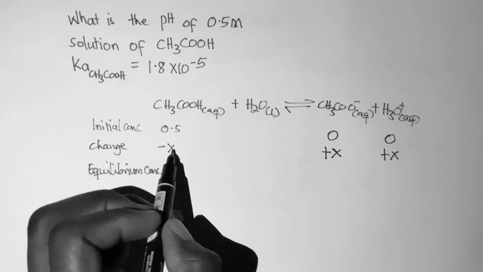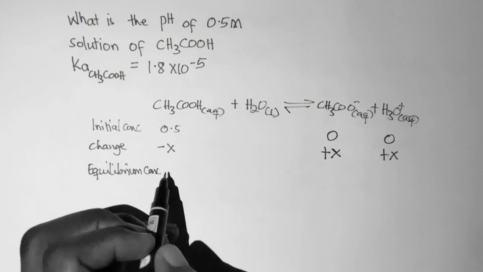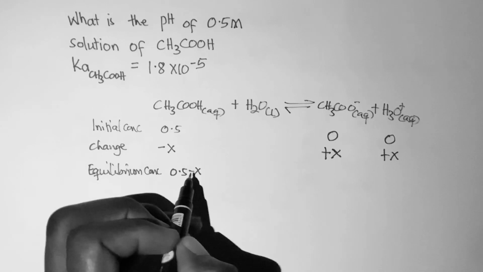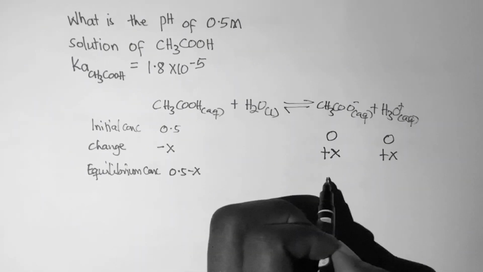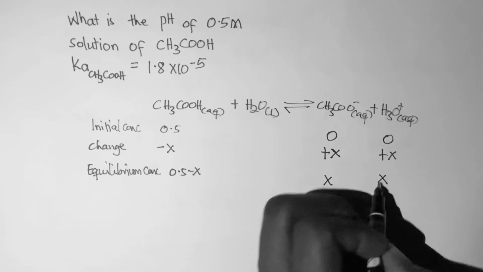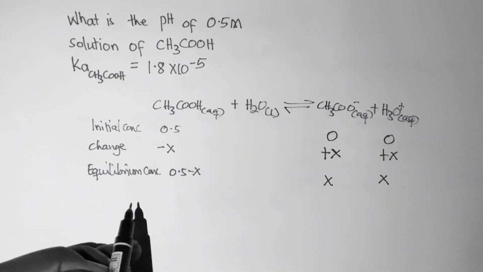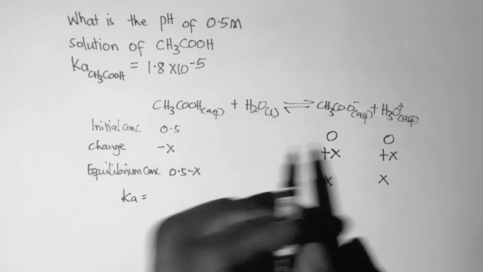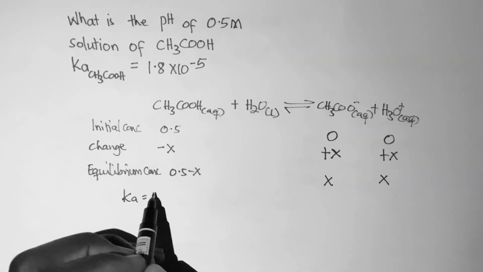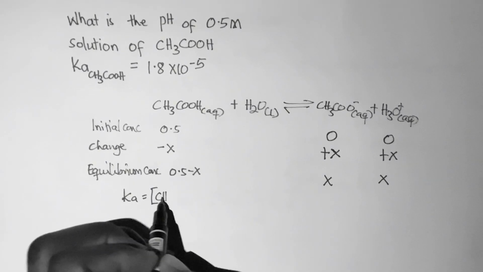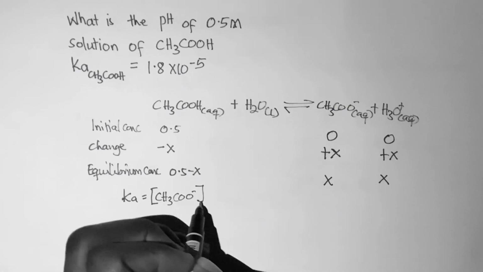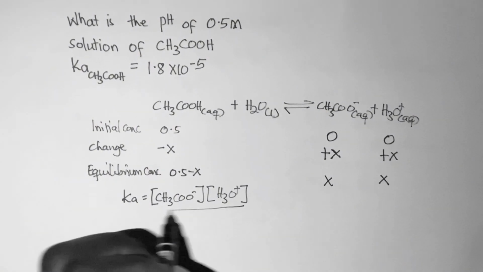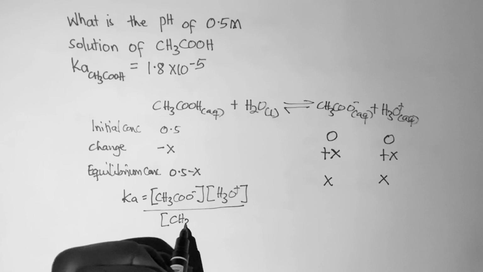In the equilibrium concentration, we just need to add the initial concentration to the change. So in this case, for the ethanoic acid, it is 0.5 minus X. And then here is 0 plus X, which is X. And then here, 0 plus X is X. So the next thing we need to do is to write the Ka. We know that Ka is equal to the product of the concentration of the products. So that will give us concentration of the ethanoate anion times the concentration of the hydronium ion, divided by the concentration of the ethanoic acid.